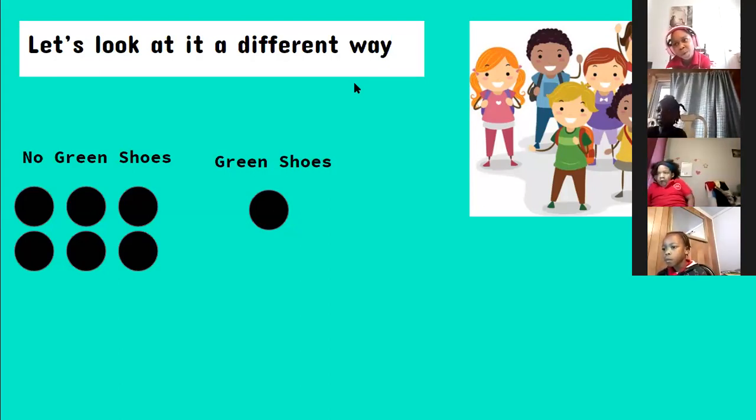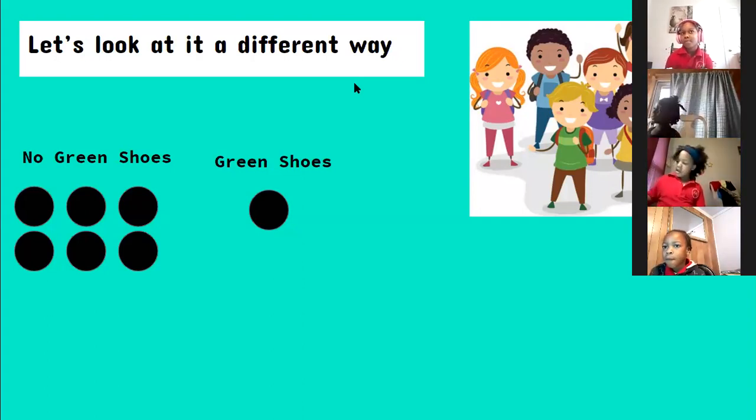I'm looking at the picture on my screen. So let's think about it. As a number detective, we know that we can use a number bond and we can use a tens frame. So right now, Miss Adams sees dots. Did you count the dots or did you count the shoes? I count the dots. You counted the dots, and that's okay.